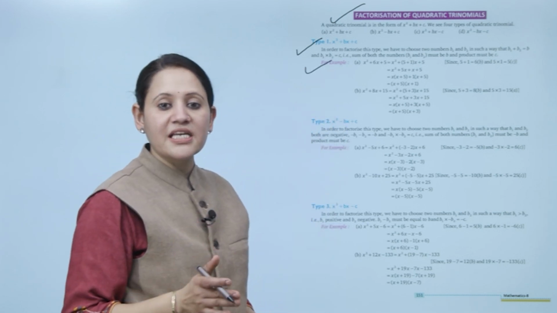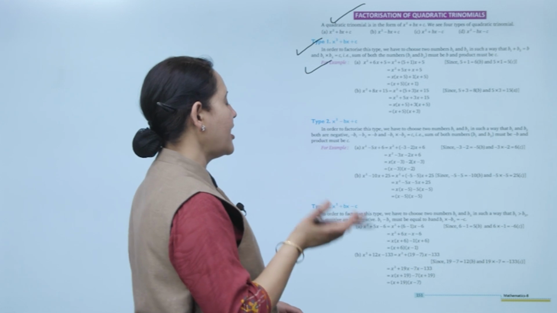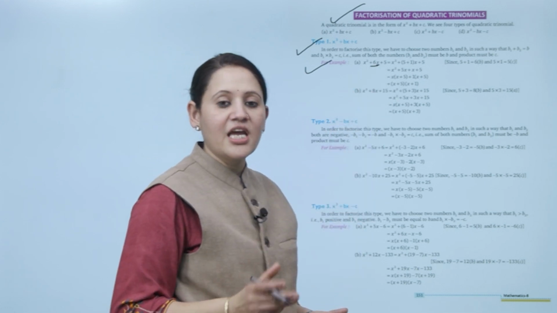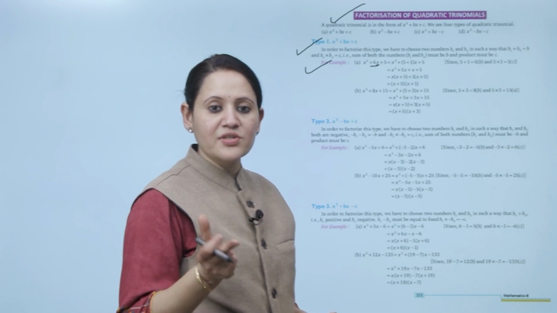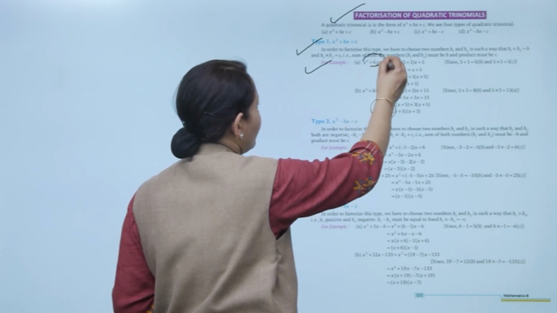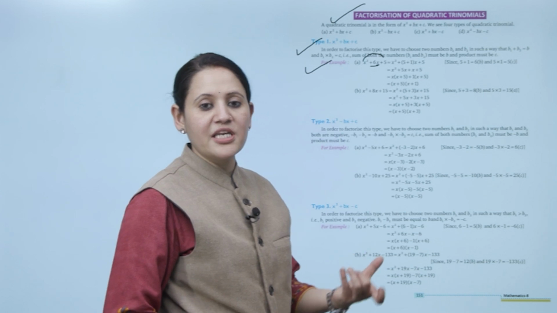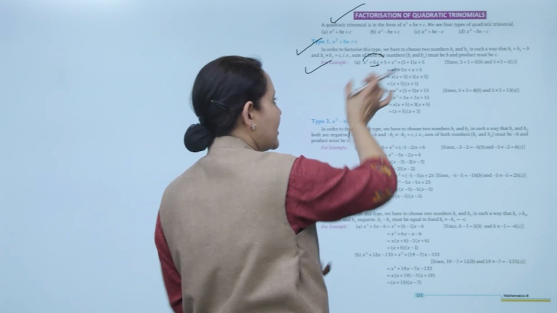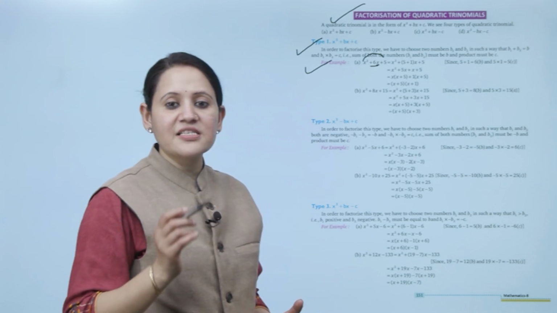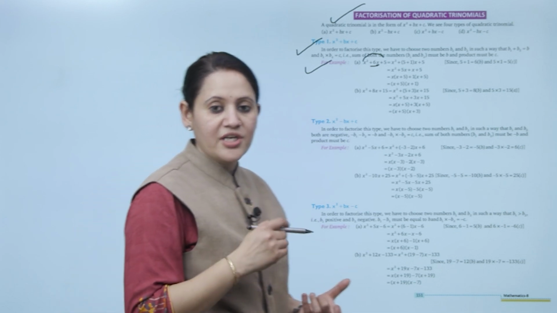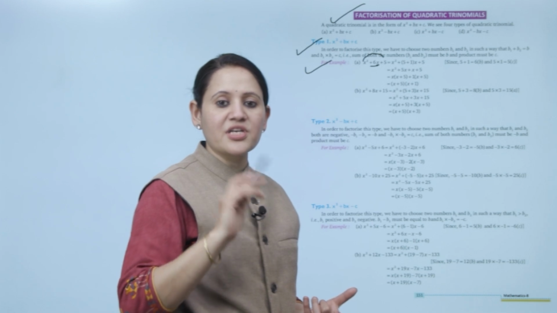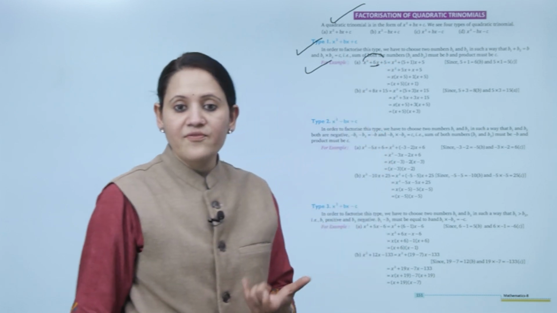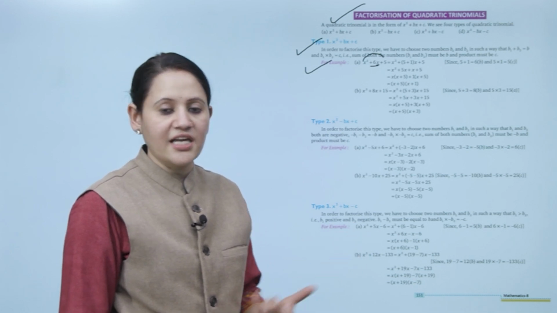x square plus 6x plus 5. So here what we have to do, we have to split the middle term. Here the middle term is 6x, in a way that the product should be equal to 5x square and their sum should be equal to 6x. So x square, split करेंगे middle term को 5x plus x. So product क्या हो जाएगा, 5x और x का product क्या हो जाएगा, 5x square, that is equal to these. And when we add this, that is equal to 6x.